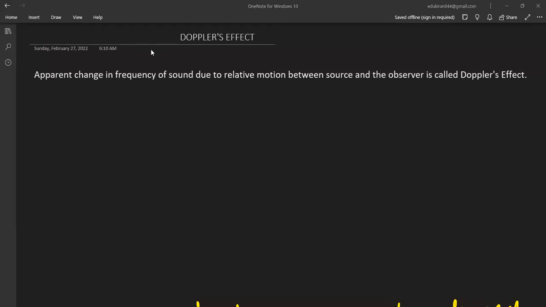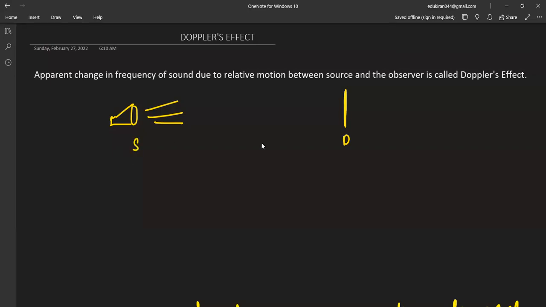Okay, class. So starting with Doppler's effect, this is the last topic that is left. The apparent change in frequency of sound due to relative motion between source and the observer is called Doppler's effect. Basically, there's a source from which sound is coming, and there's an observer, where the sound reaches. This is the source, this is the observer.